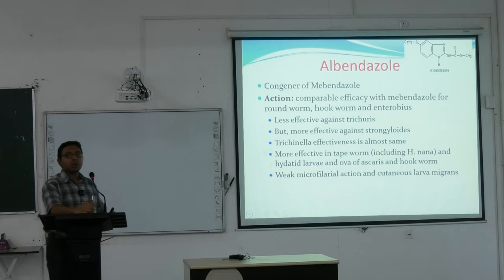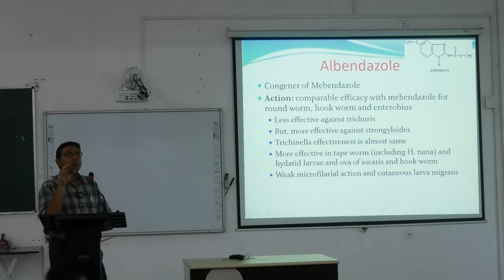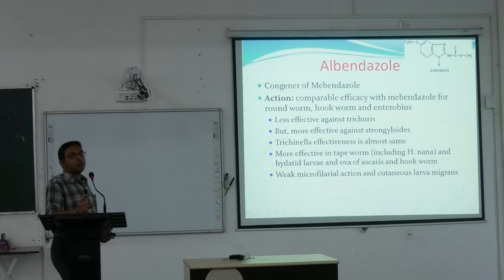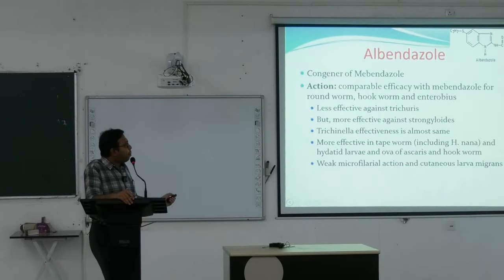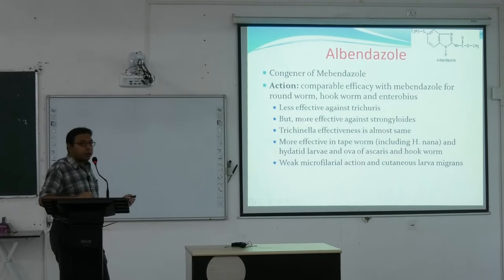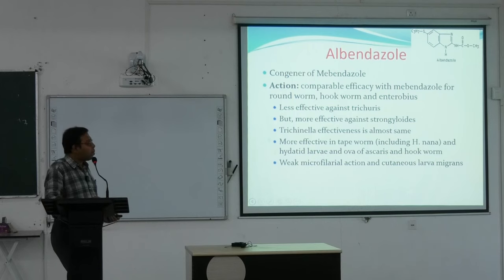Now the congener comes, and it is now most commonly used. This is albendazole, because in most cases it can be used as a single dose, and it is also available as an intravenous dosage form if there is infestation within the viscera or within the brain. It is a congener of mebendazole, with comparable efficacy for roundworm, hookworm and Enterobius. But it is less effective against Trichuris, and more effective against Strongyloides stercoralis. Trichinella effectiveness is the same. It is more effective in tapeworm and hydatid disease, and against larva and ova of Ascaris and hookworm. It has very weak microfilarial action and action against cutaneous larva migrans.